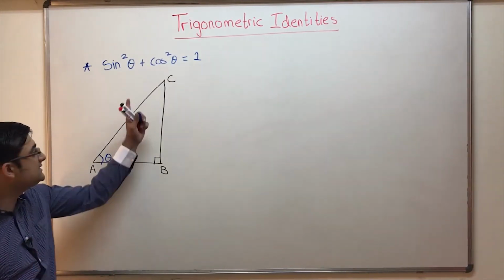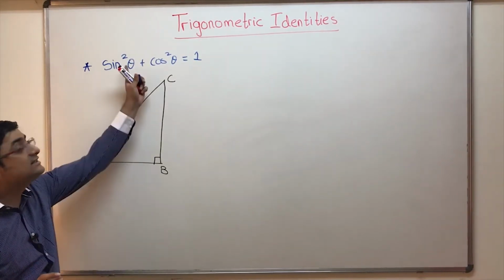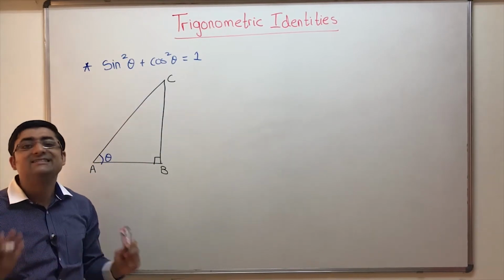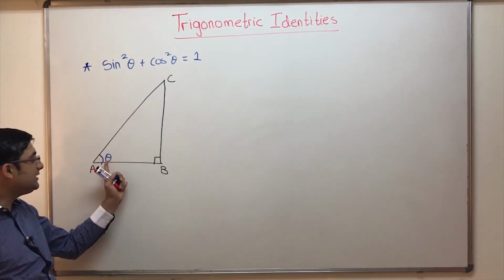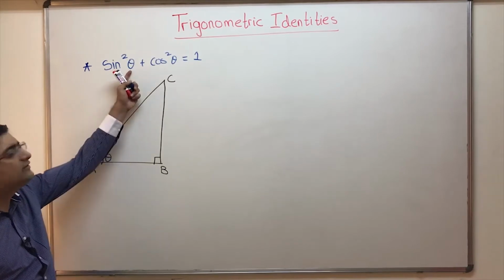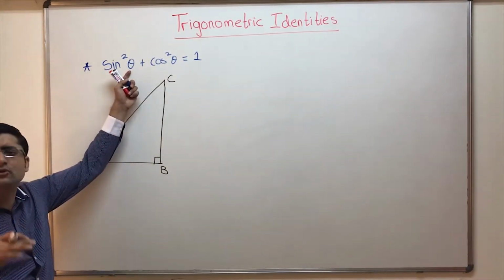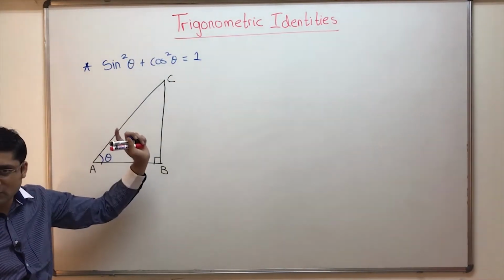Now though I'm proving this identity for an acute angle, still this is valid for any value of theta. That's why it's an identity. I repeat, though we're taking the proof for an acute angle, here we can take any angle, acute, obtuse, reflex, whatever you want, you'll get 1, right?